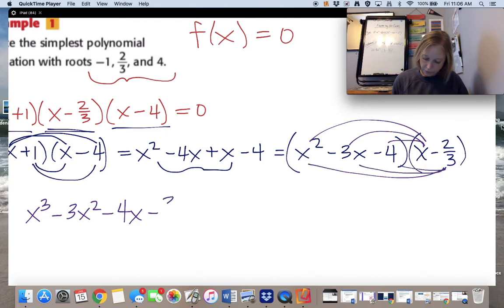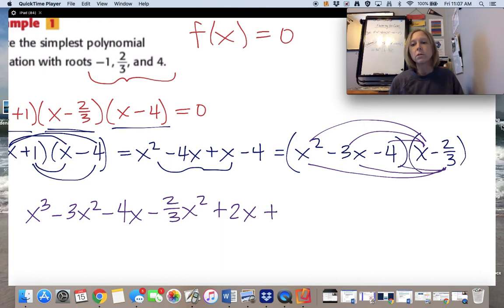So I have a negative 2/3 x squared. And then a negative times a negative is positive. 3 times 2/3 is 6 over 3, which is actually 2. So I'll have a 2x. A negative times a negative is a positive. 4 times 2/3, so 4 times 2 is 8, 8 over 3. Now I'm going to look for like terms and combine them. I see 2 squared terms, and then I also see 2x terms. So I'll have to combine those.